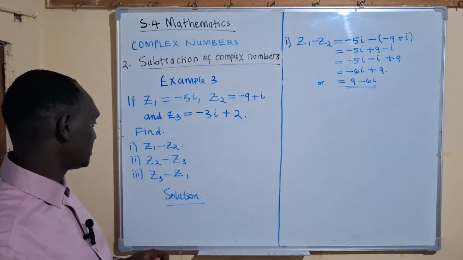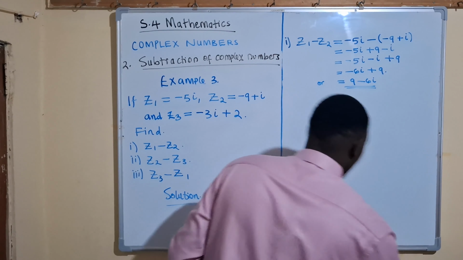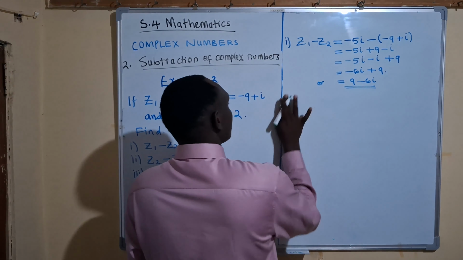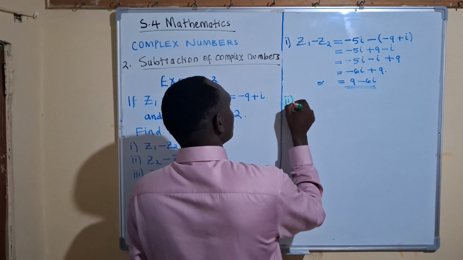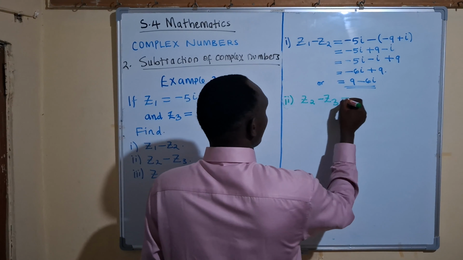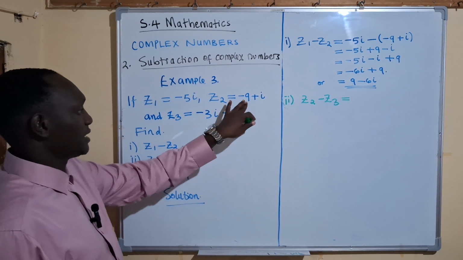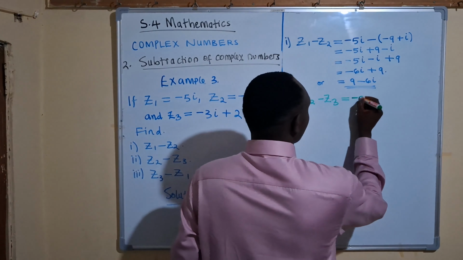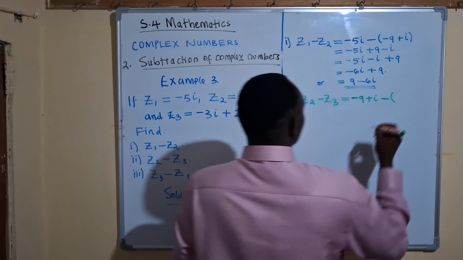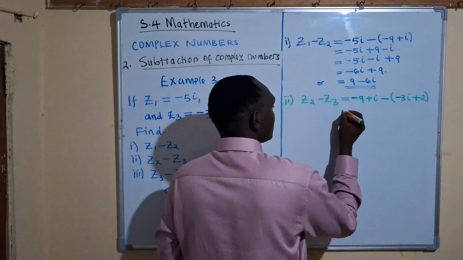Going to the second part, that is Z2 minus Z3, in part 2, Z2 minus Z3 equals, what is Z2? Z2 is negative 9 plus i, so we shall write here negative 9 plus i minus Z3, you put in the bracket, which is negative 3i plus 2. Then we go and simplify the bracket.